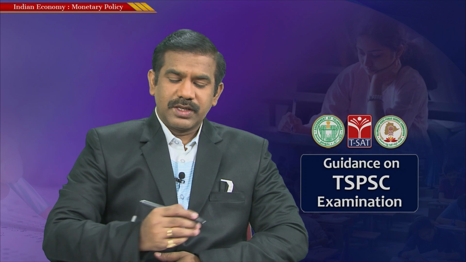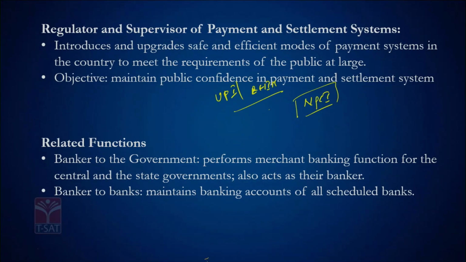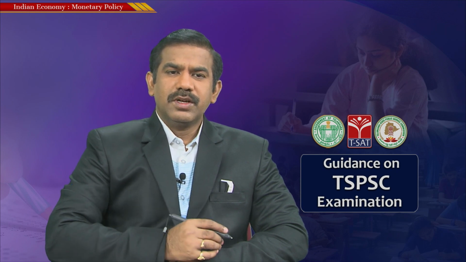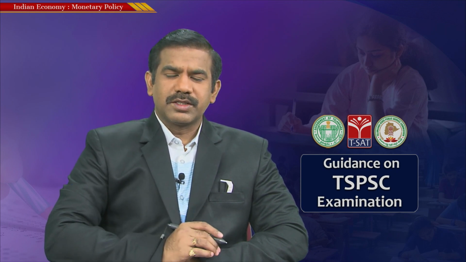Imagine a person has an account in HDFC and makes a transfer to a different person having an account in ICICI. So how does this payment get settled? How does the settlement take place between these two banks? Everything is taken care of by RBI, and RBI provides the facility to ensure that payments and settlements take place smoothly within the banking system.